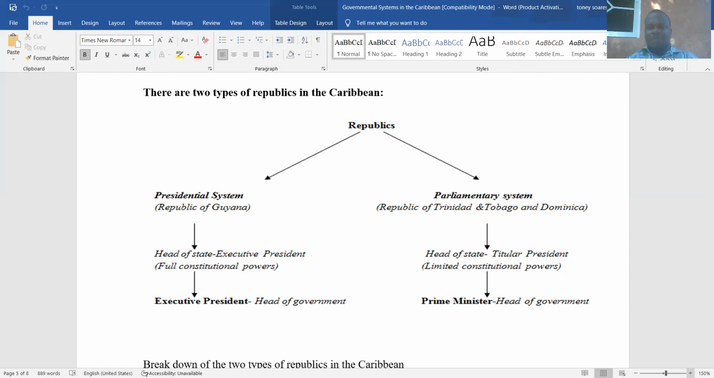Under the parliamentary system now, a president replaces the governor general. So there's a president whose powers are limited and mainly ceremonial. So under the parliamentary system, the president operates just like a governor general. The president is the head of state, and then now we have the prime minister. Just like in Barbados, I think her name is Dame Sandra something or another. She's the president of Barbados, but she's a titular president. And Prime Minister Mia Mottley is the Prime Minister of Barbados. So they use a parliamentary system.